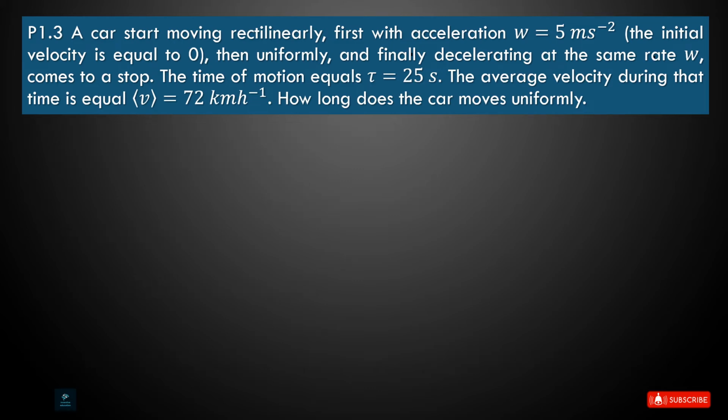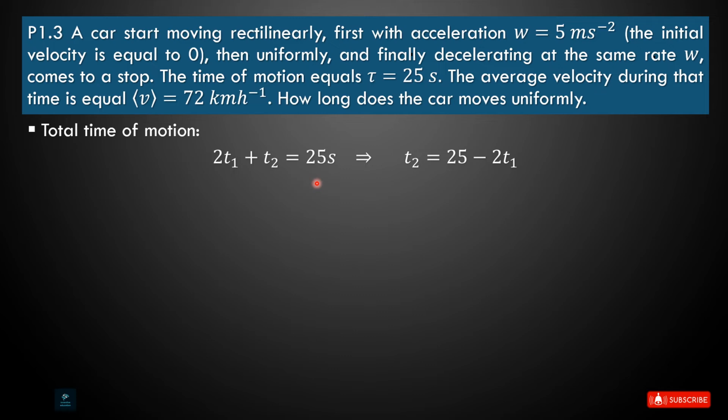Now the total time of car movement is 2t1 plus t2, which is given as 25 seconds in the problem. From this we can calculate the time the car moves uniformly, and this is equal to 25 minus 2t1. Now average velocity of the car is given as 20 meter per second and this is equal to displacement over time interval. Total displacement is 2x1 plus x2 and time interval is 25 seconds.